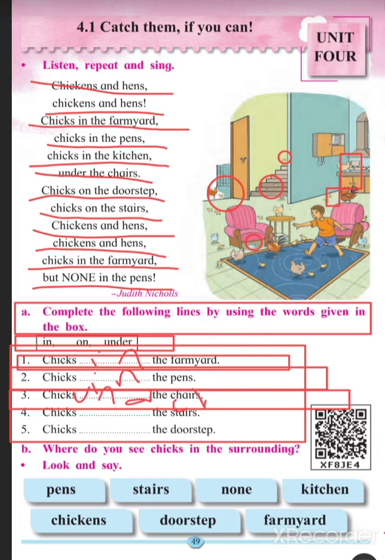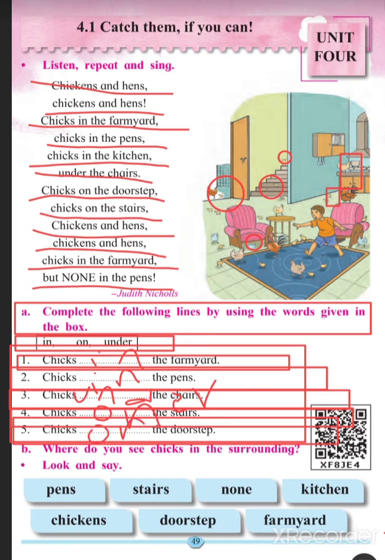Already we have read the poem. Fourth, chicks dash the stairs. Now chicks dash the stairs. And where are they on the stairs? On, on top of them. So we will write here O and on. The last is here: chicks dash the doorstep. Now what are the chicks? On the doorstep. On. O and on. In front of the door.